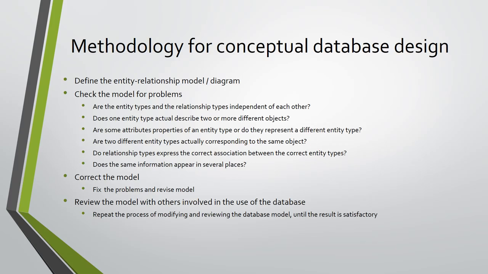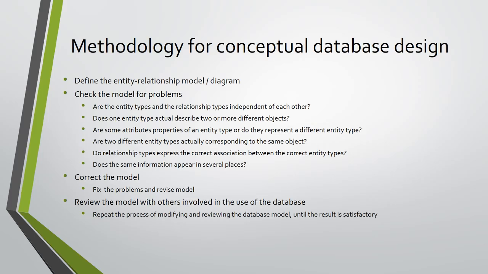Step 8. Correct the model. That means to find ways to fix the problems, and revise the model, by, for example, merging or splitting entity or relationship types, shifting attributes to the appropriate entity or relationship types, etc. Step 9. Review the model with others involved, such as developers of applications, database administrators, etc. Repeat the process of modifying and reviewing the database model, until the result is satisfactory.